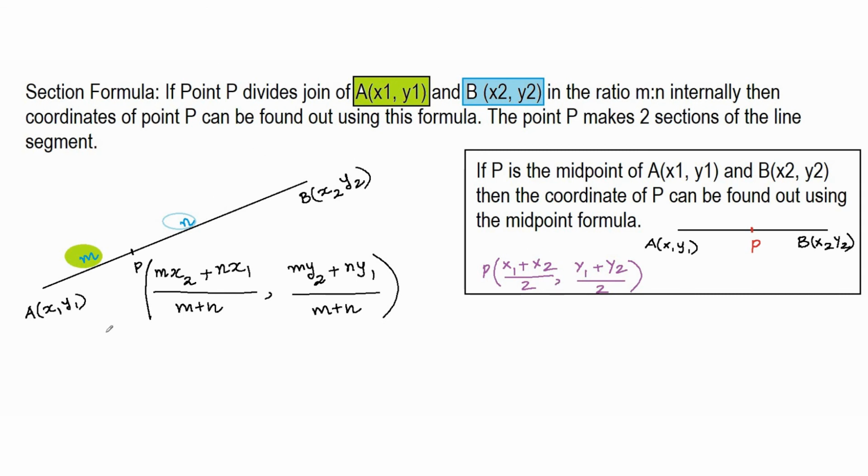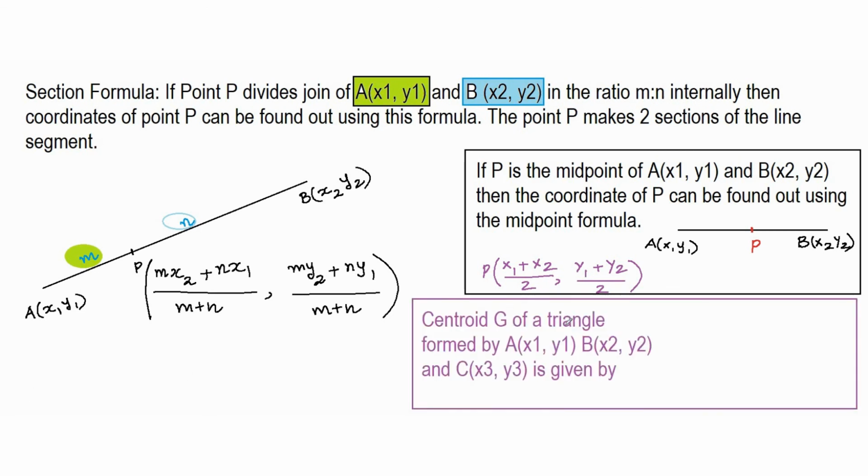And the next outcome was the formula for centroid of a triangle. So centroid G of a triangle formed by A of x1, y1, B of x2, y2 and C of x3, y3 is given by the centroid formula. If you notice, in the midpoint formula you had the average of the 2 points, whereas in centroid we find the coordinates of centroid as x1 plus x2 plus x3 upon 3, comma y1 plus y2 plus y3 divided by 3. This is how we find the formula for centroid of a triangle. So this is what we learned in today's session.